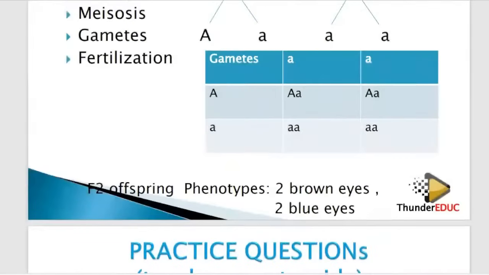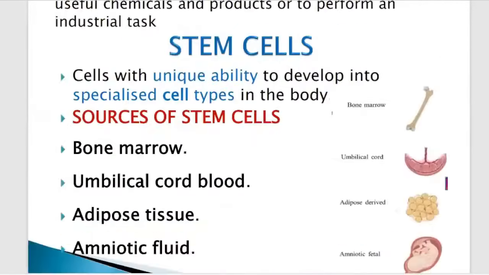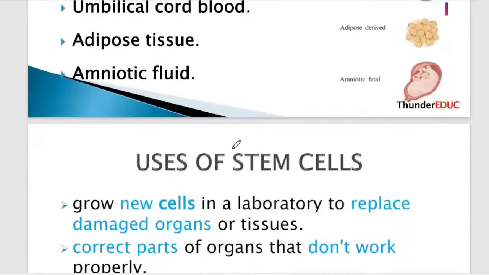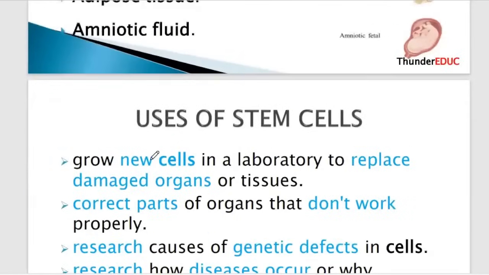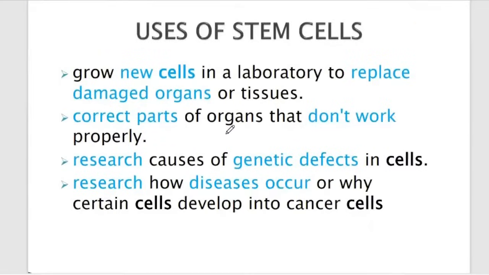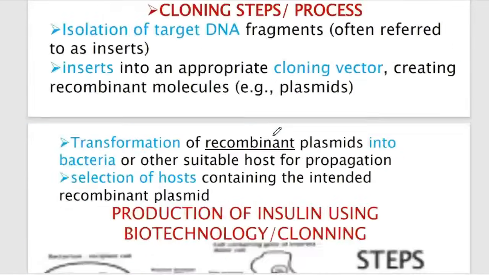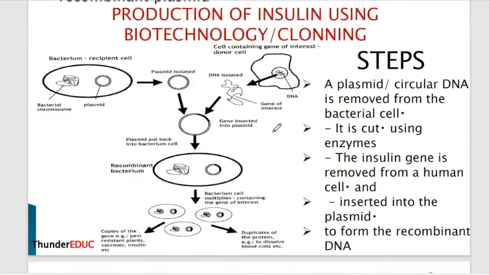Let me show you here from the Excel Life Science Distinction Material. See the sources: bone marrow, umbilical cord, adipose tissues, amniotic fluid. Uses: to generate new cells or replace worn out or damaged cells, or to be used for research purposes. So cloning, please know how to use this.